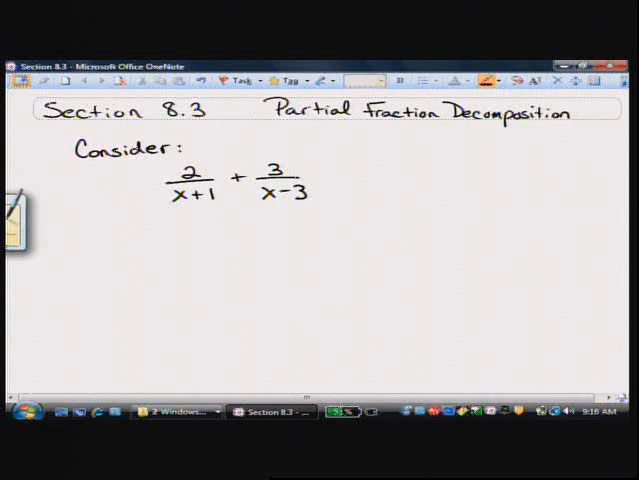Say we wanted to consider this if we were just in an algebra class. If we wanted to write this all as one fraction, we would need to get a common denominator, right? And what would our common denominator be? Well, it would be the product of the two denominators. So we would multiply this one by x plus 1 over x plus 1, and this one by x minus 3 over x minus 3, right?